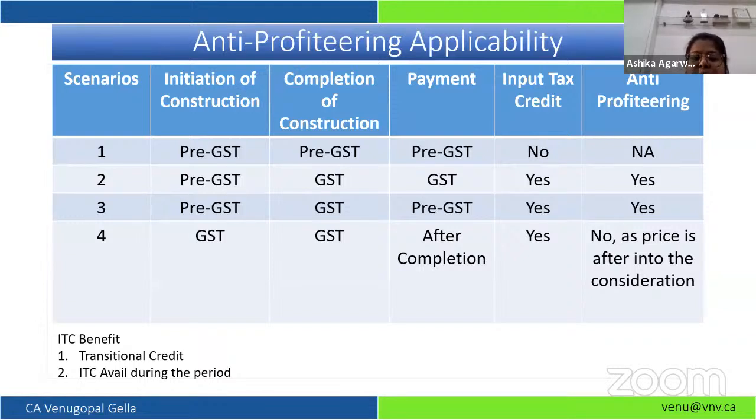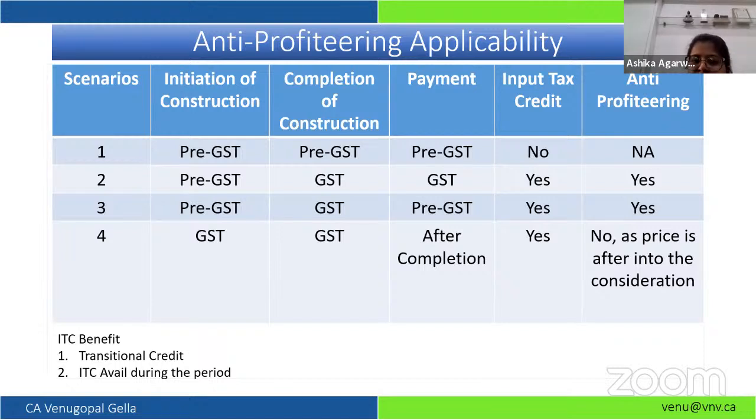Scenario 1, there may be a case where construction started in pre-GST. Completion of the project also done in pre-GST. Payment also received in pre-GST. And as we discussed in service tax design, there was no ITC claim, so input tax credit availment will be no. Anti-profiteering will not be applicable. As you know, the GST has been introduced from 1st July 2017. Therefore, anti-profiteering cannot be made applicable for pre-GST transactions. So where the transaction has altogether happened in pre-GST regime, no anti-profiteering impact is to be taken.